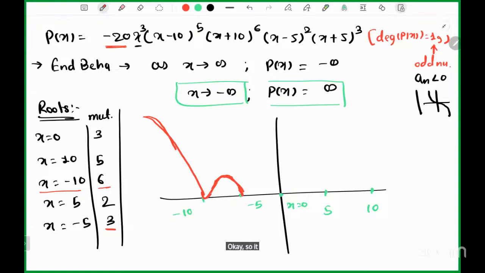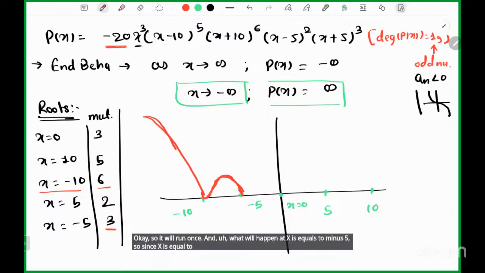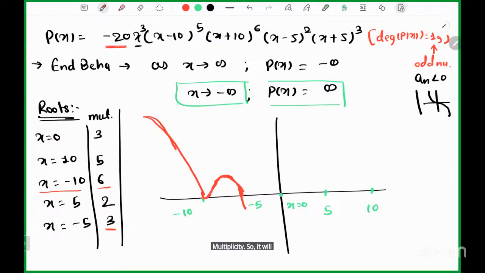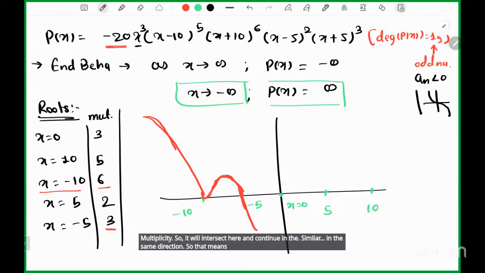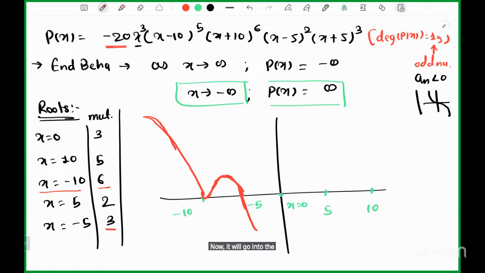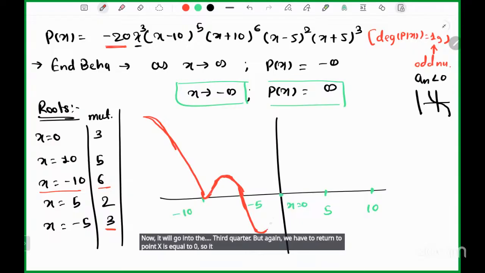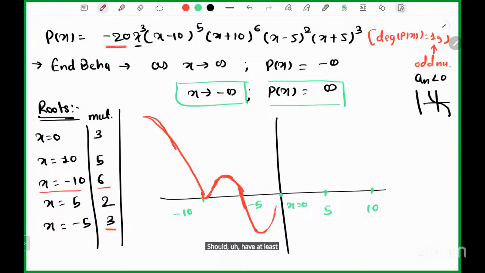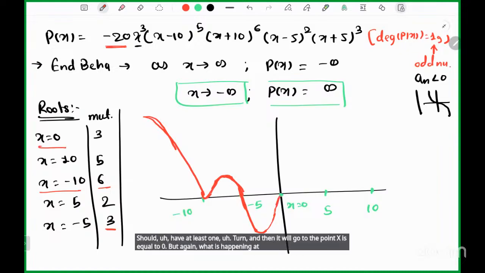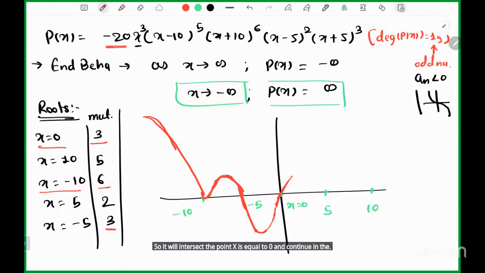Since at x equals minus 5 we have odd multiplicity, it will intersect here and continue in the same direction, so it will go into the third quadrant. But again, we have to return to the point x equals 0, so this polynomial should have at least one turn. At x equals 0 we have odd multiplicity, so it will intersect the point and continue in the same direction.